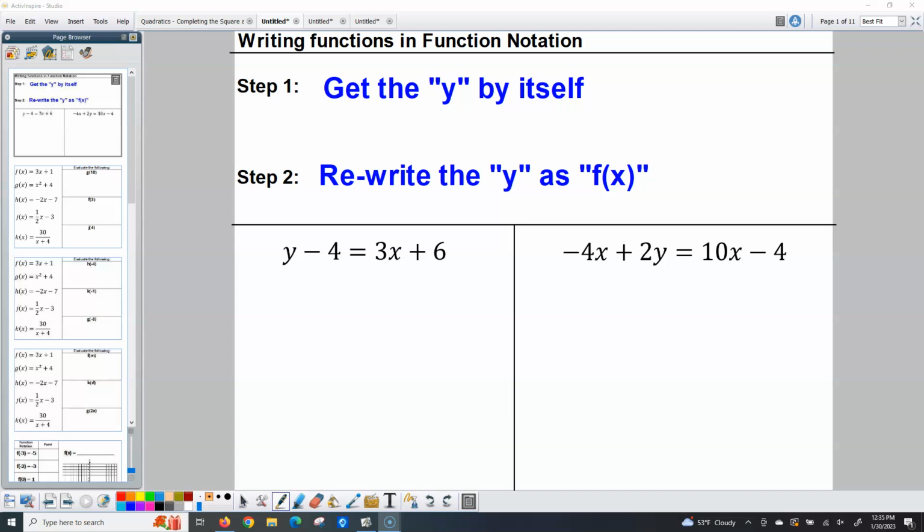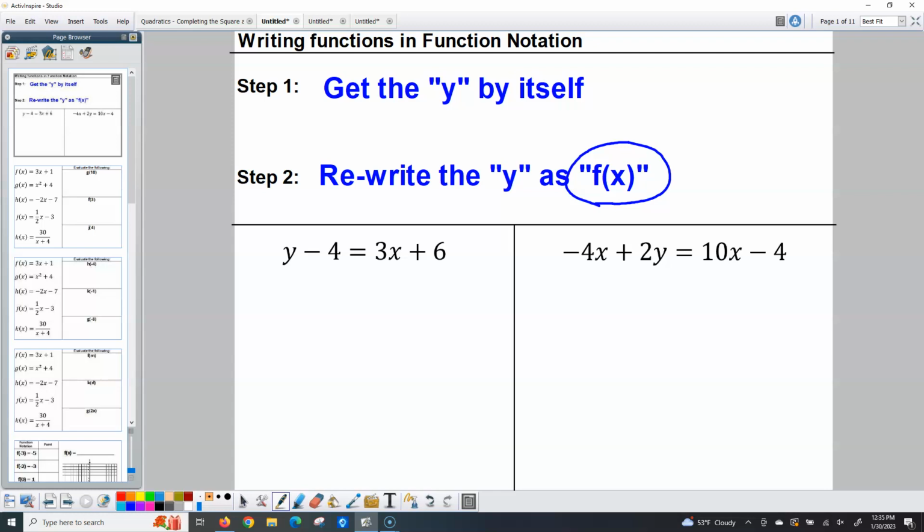If we're going to write something in function notation, all we got to do is get y by itself. So we've been writing things as like y equals mx plus b. Same kind of stuff. We're going to write it as y equals all the stuff, and then we're going to change that y to f of x. This f parentheses x is referred to as f of x, and we'll talk more about what that means in just a second.